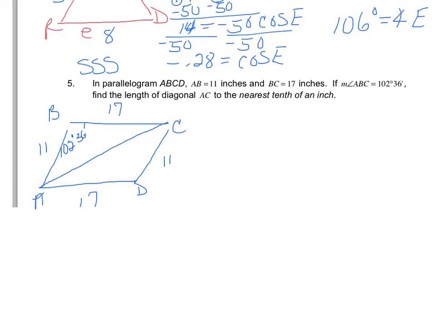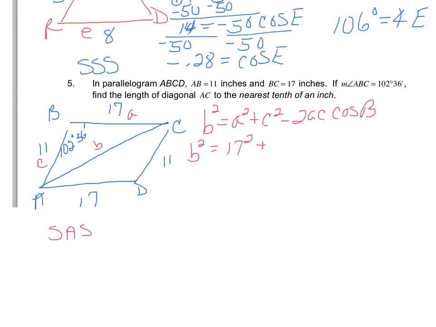Which really, if you take a look at the triangle at the top, okay? This would be little b, this would be little a, and this would be little, you're right, c. And if you look at what we have, side angle side, so it's law of cosines. Since we're looking for side B, that's what we're going to start with. B squared equals A squared plus C squared minus 2AC cosine of B. All right, B squared equals 17 squared plus 11 squared minus 2 times 17 times 11 cosine of 102 degrees 36 minutes. Okay, make that a minute.